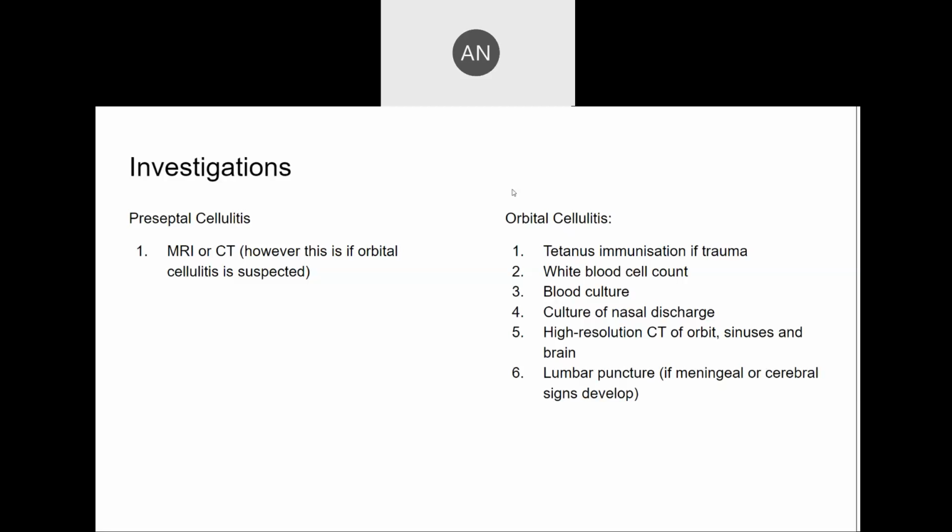You can also do a white blood cell count, blood culture, and also culture of the nasal discharge if there is any nasal discharge. Next, again, a high resolution CT of the orbit, sinuses, and brain, so you can see what aspect of the eye has been inflamed. And last, if there are meningeal or cerebral signs developing, you can also do a lumbar puncture.